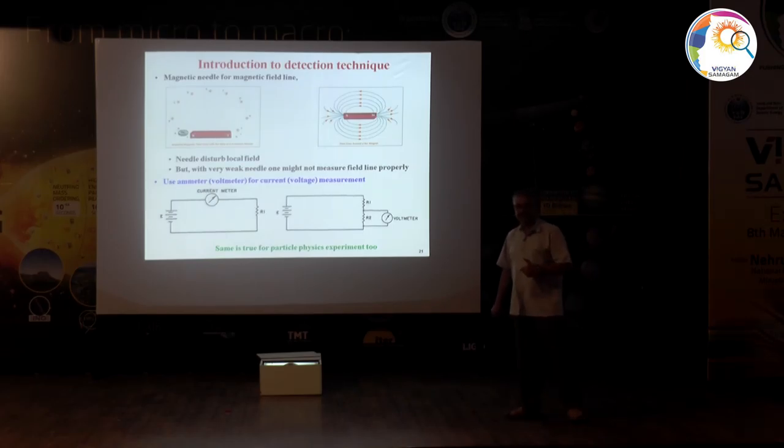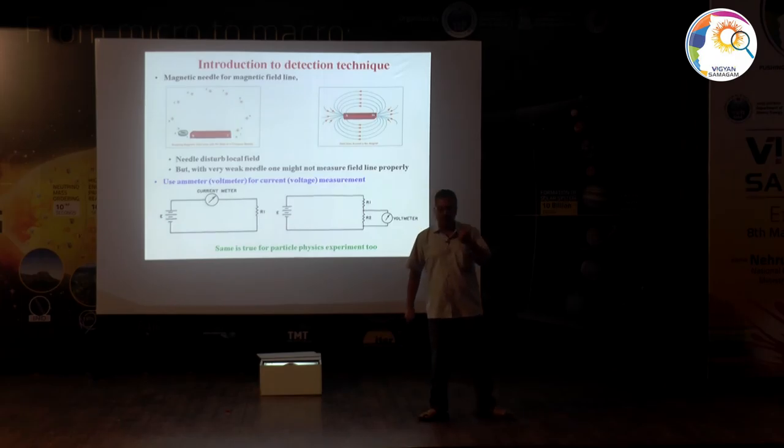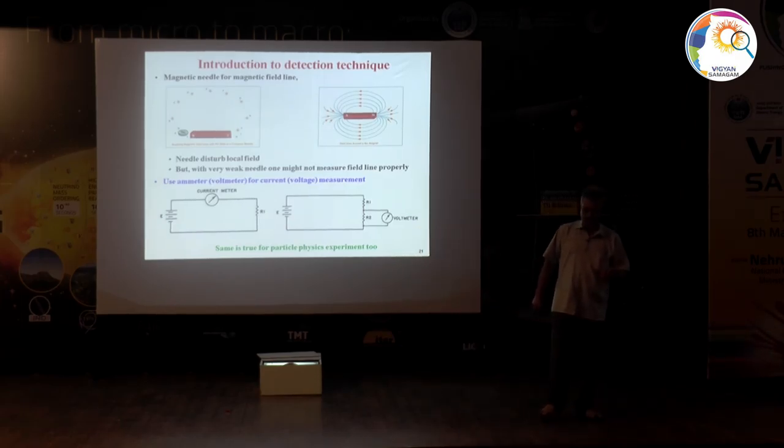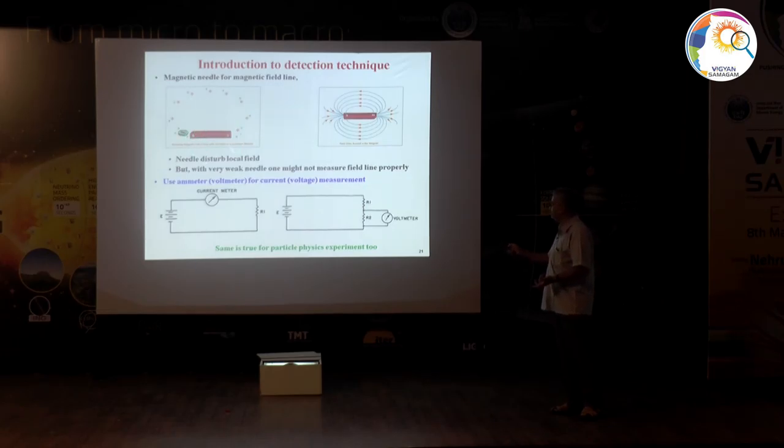So the thumb rule is that we have to have an instrument that interacts with the source we are going to measure, but not so strongly that it destroys the original properties of the source. That's the basic principle. It has to interact, then only can you measure, but if it interacts too strongly, it destroys these properties.